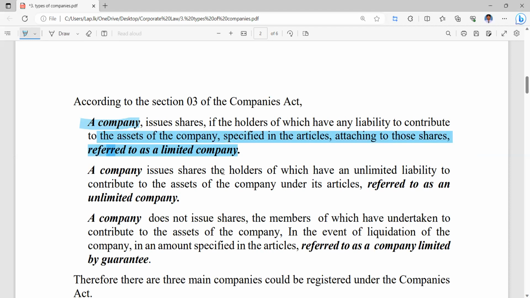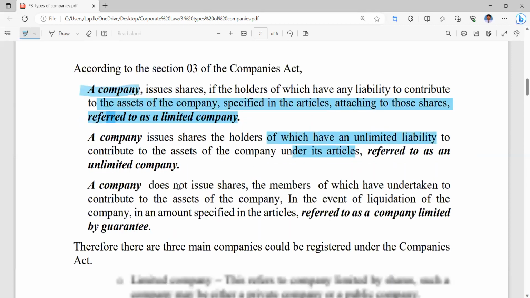A company issues shares to holders who have unlimited liability to contribute to the assets of the company under the articles. When it comes to the event of liquidation, where the liability of the shareholders is unlimited, we simply call it an unlimited company.